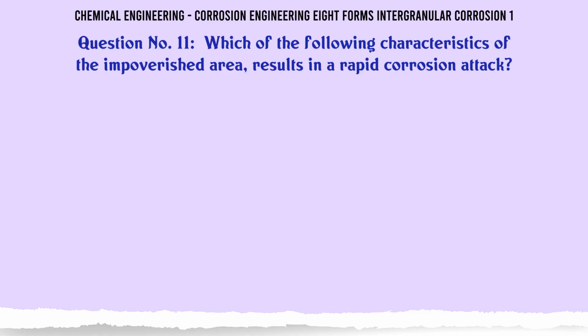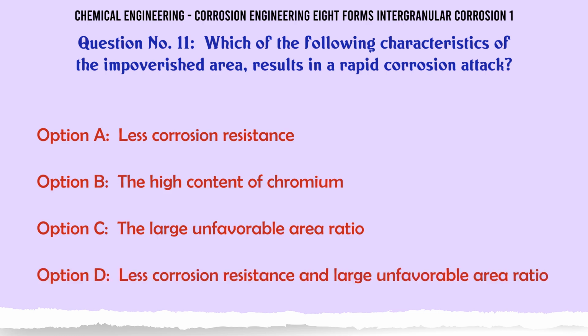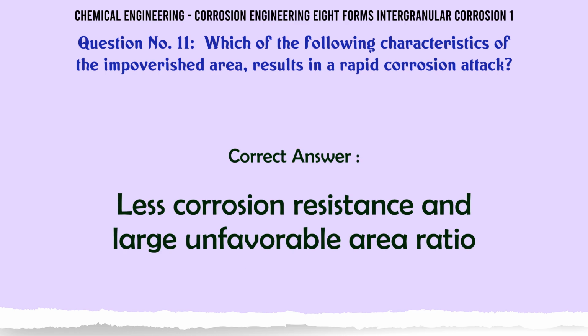Which of the following characteristics of the impoverished area results in a rapid corrosion attack? A. Less corrosion resistance. B. The high content of chromium. C. The large unfavorable area ratio. D. Less corrosion resistance and large unfavorable area ratio. The correct answer is less corrosion resistance and large unfavorable area ratio.